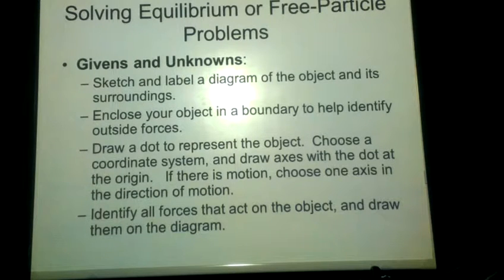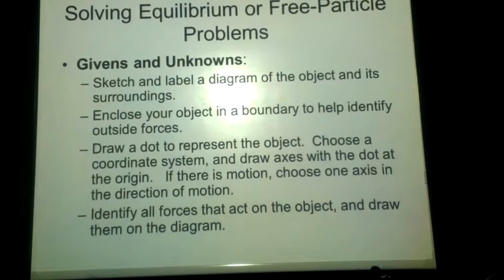Okay, so when we're solving any type of Newton's second law problem, it could be an equilibrium problem, it could be a free particle problem, this is, I think, a really easy way for us to set up a problem when we're given something with forces. So, sketch and label some kind of diagram, draw a picture. Tell me what's happening to the object.